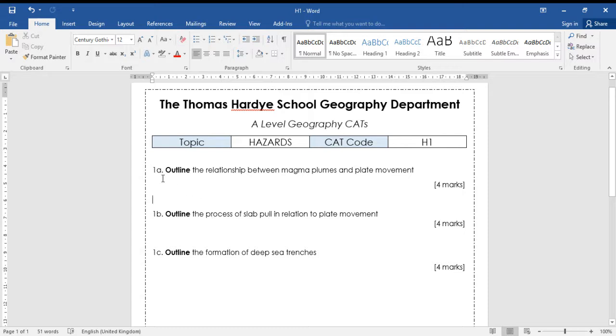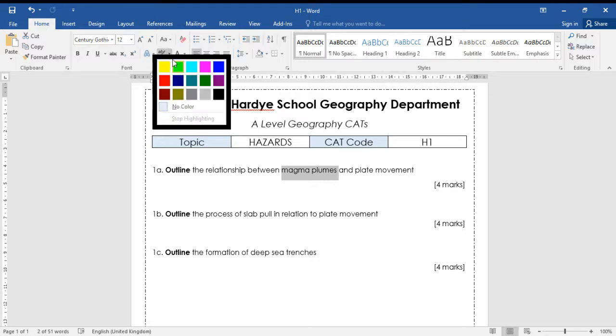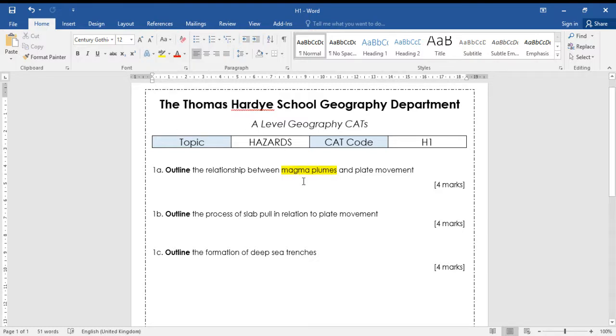The first question, outline the relationship between magma plumes and plate movement. So magma plumes, you remember, refer to those hot spots beneath the crust. They are areas of the mantle with very high heat energy. Hawaii is a really good example of a magma plume, or somewhere that sits on top of a magma plume.